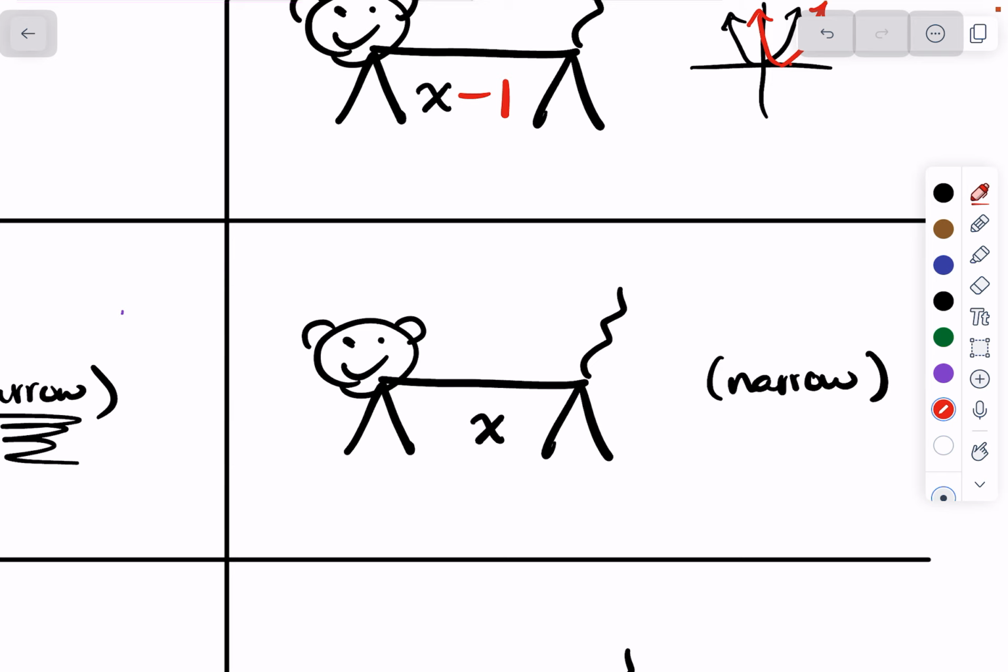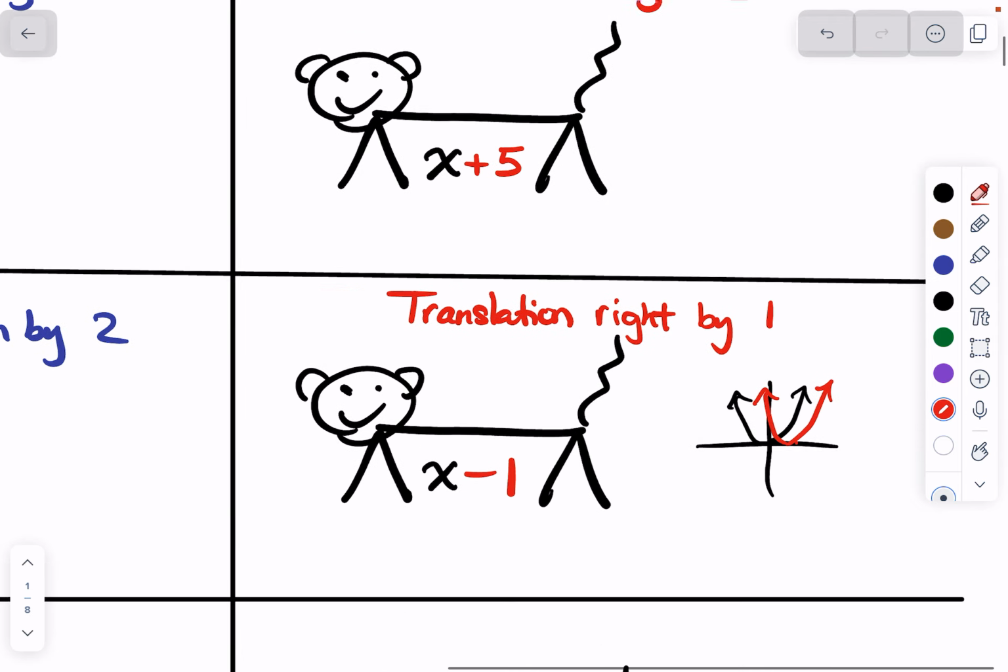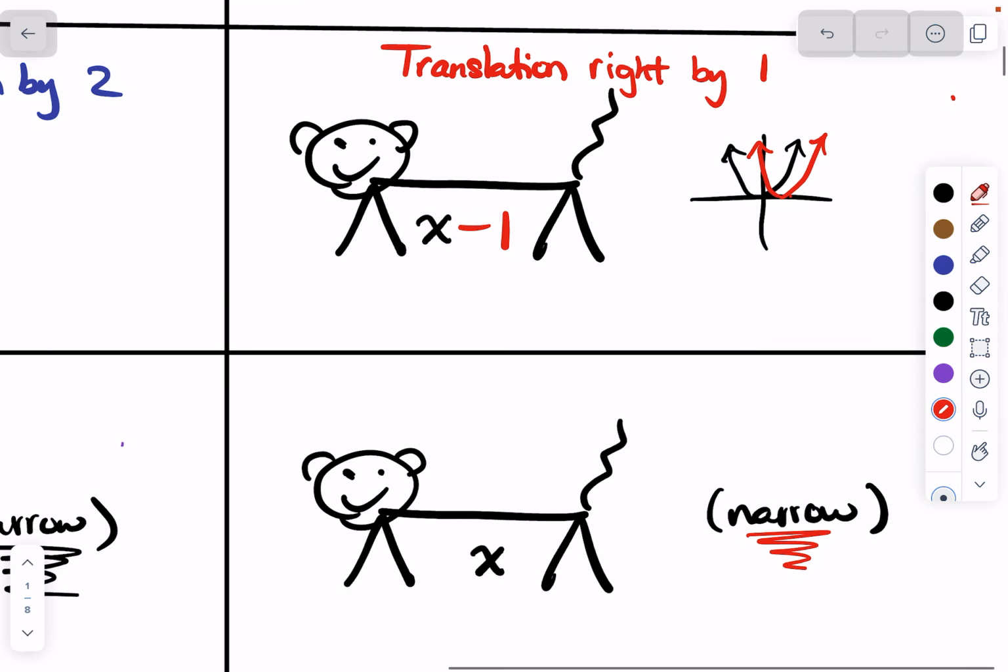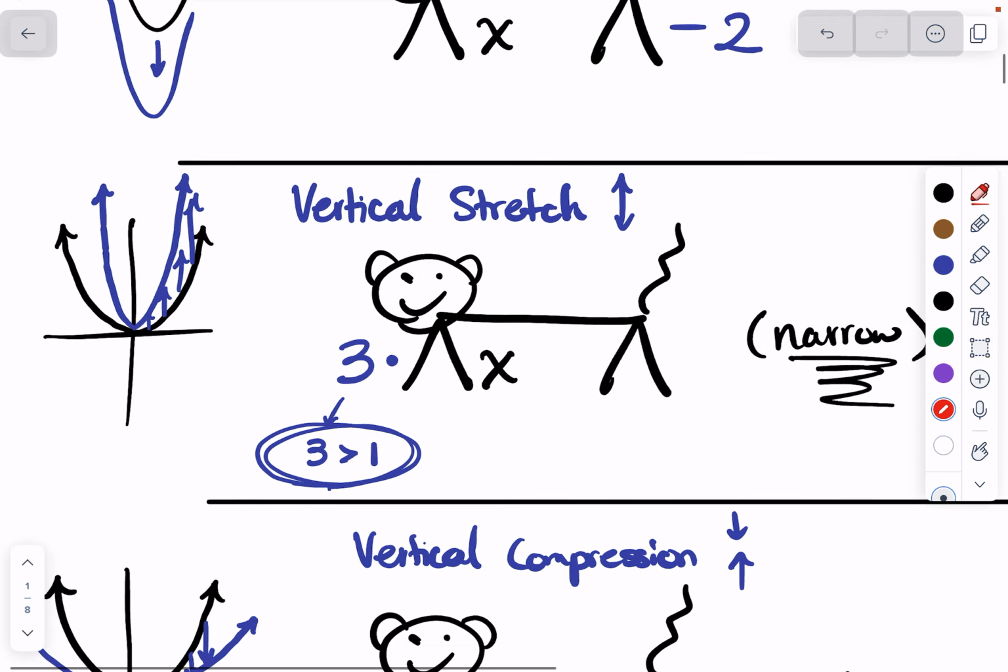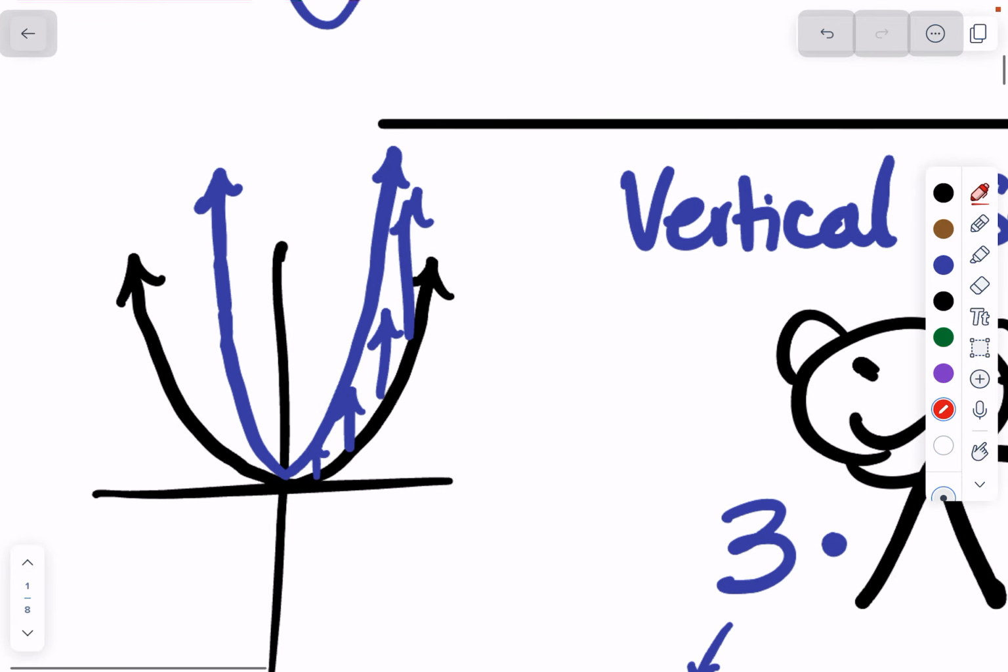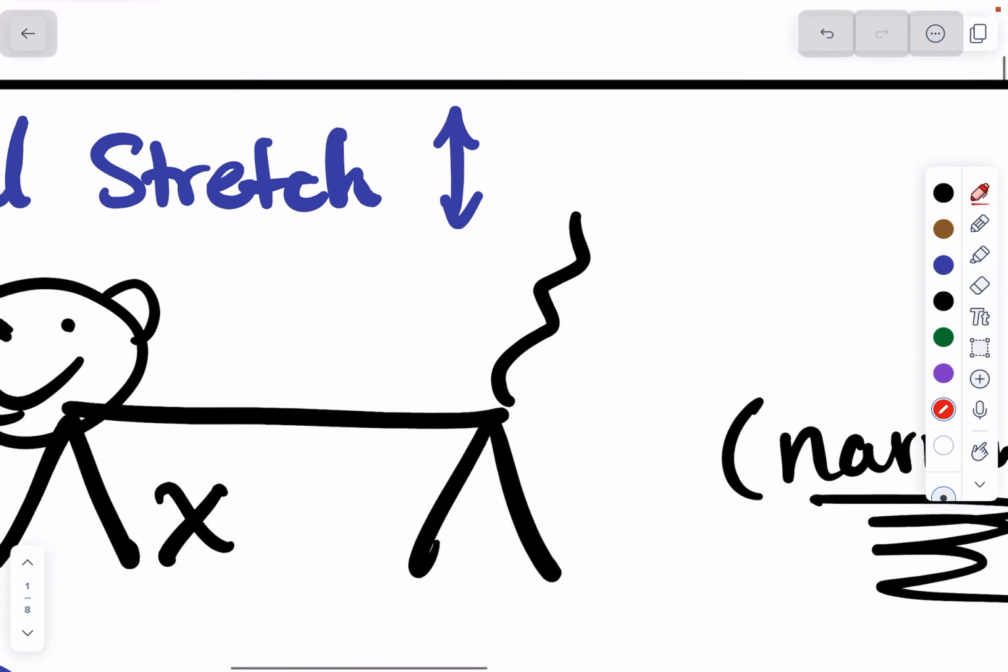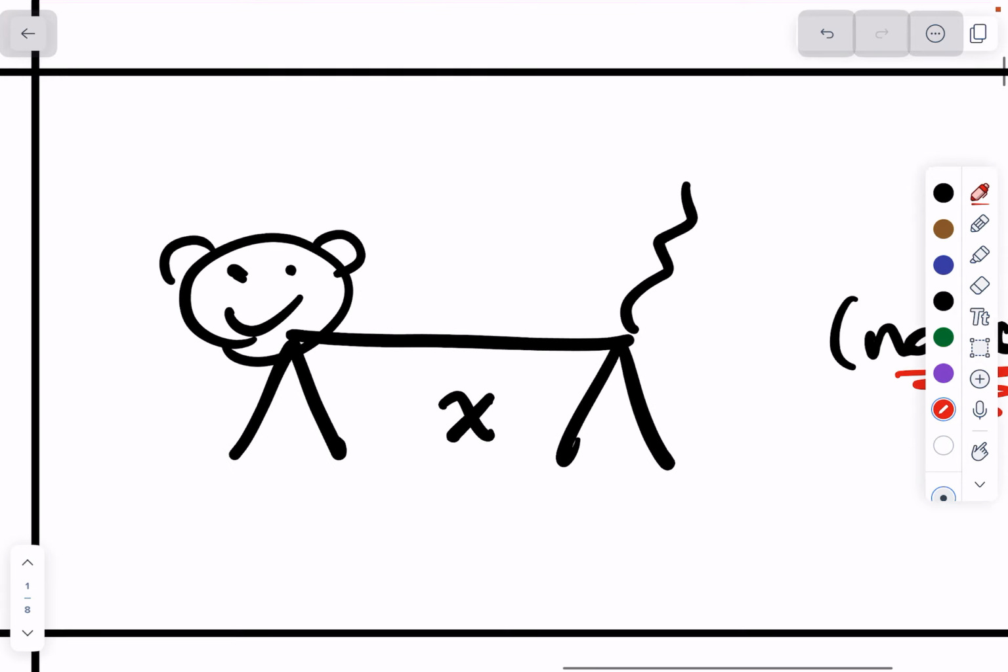Okay, we can also do multiplication on the inside. So if we want a narrowing effect, we're talking about horizontal motion here. If you want your graph to narrow, one way to do that is to stretch it vertically, but another way is to compress it horizontally. You could squish it from the left and right sides like an accordion, right? So how do we do that horizontally?